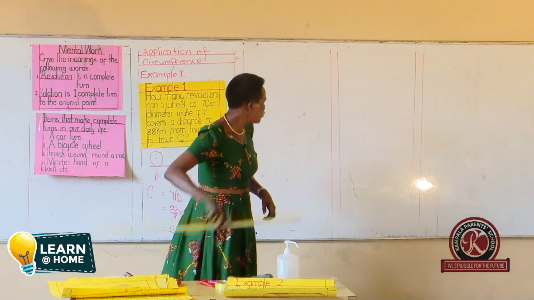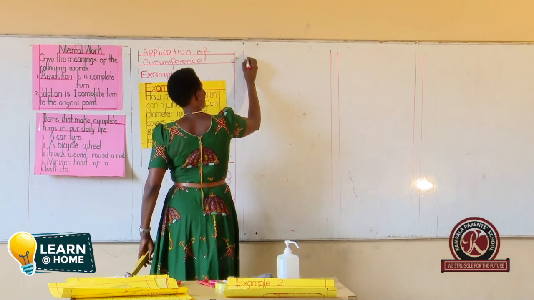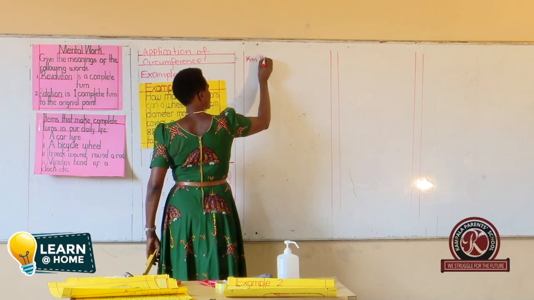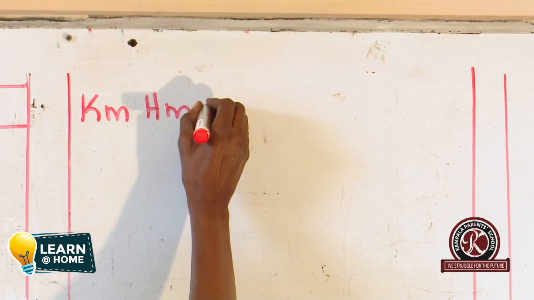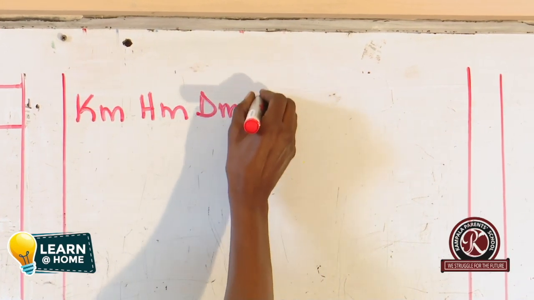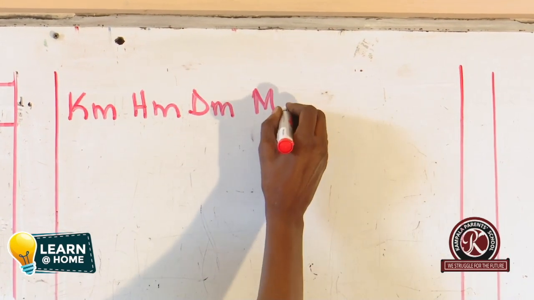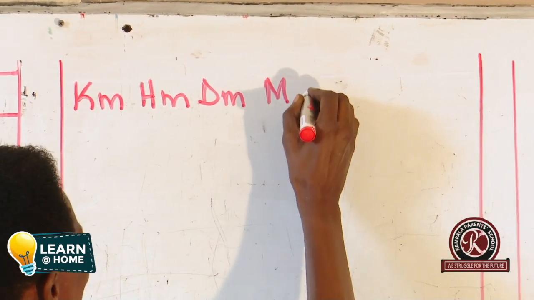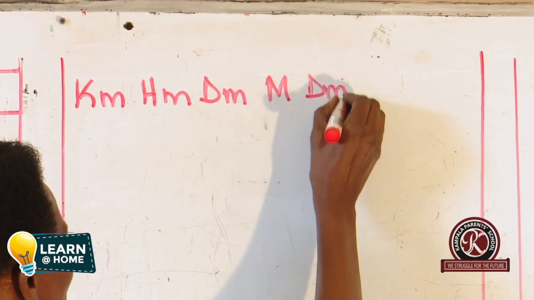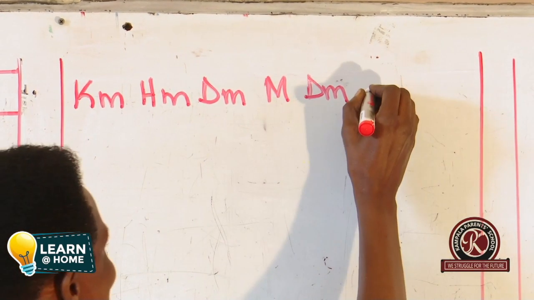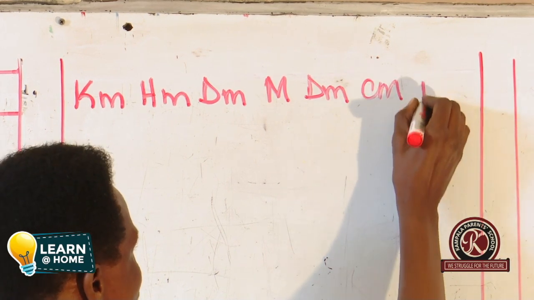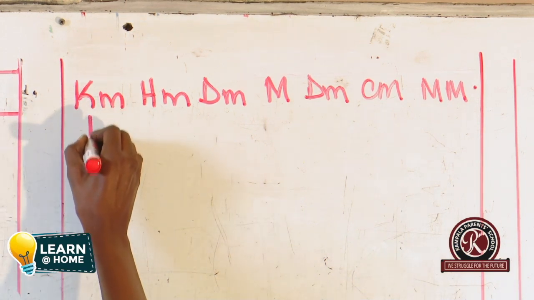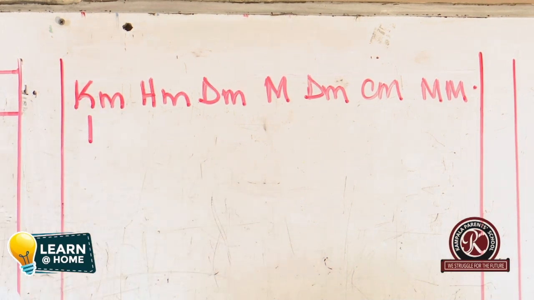So I want you to follow this. We have the kilometers, which is the first one here. We have the hectometer. We have the decameter. Then we have the meter. What is the next thing after the meter? We have the decimeter. Then we have centimeter. Then the last one, millimeters. So we have here 1 kilometer.